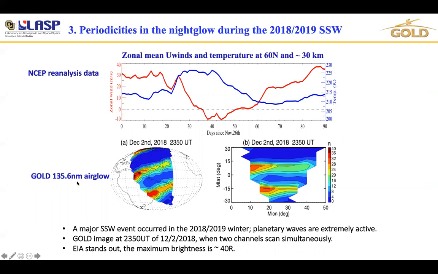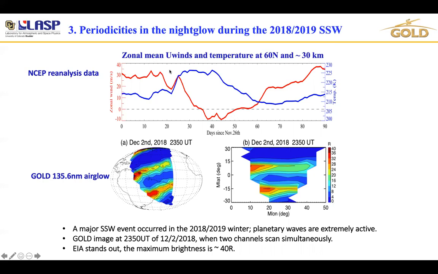And next, we come to the GOLD 1356 nanometer nightglow. What you see at the bottom left is the GOLD image in geographic coordinates. Out of there, we see the two crests of the EIA region stand out, and it stretches from South America all the way to the Atlantic Ocean. The plot on the right is the same image, but in magnetic coordinates. From there, we see the two crest regions are located at around plus 10 degrees in the north and minus 15 degrees in the south.